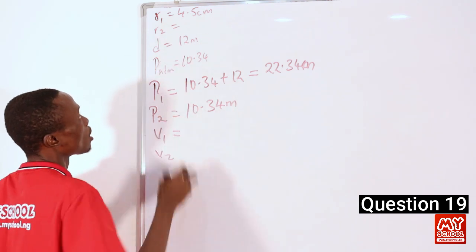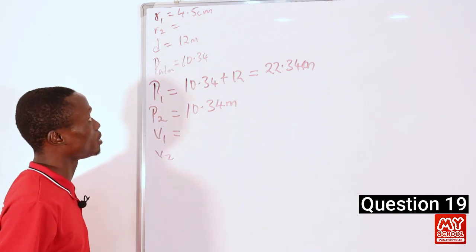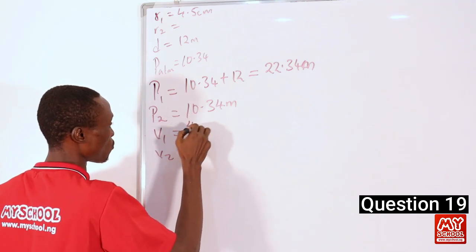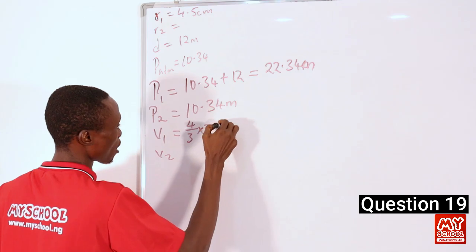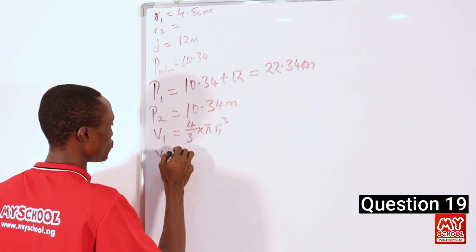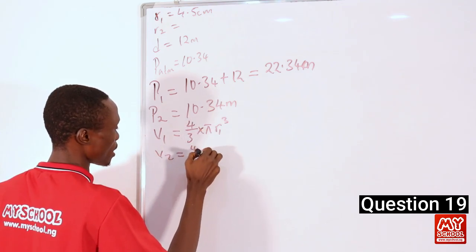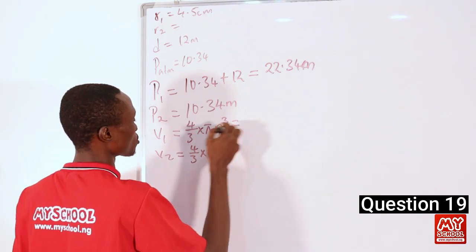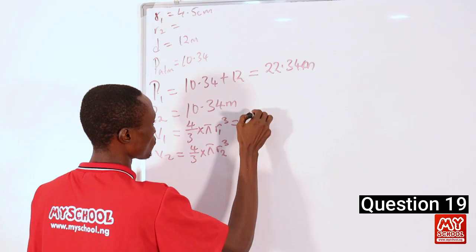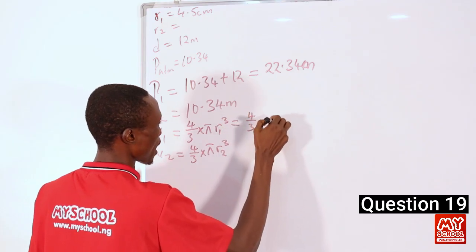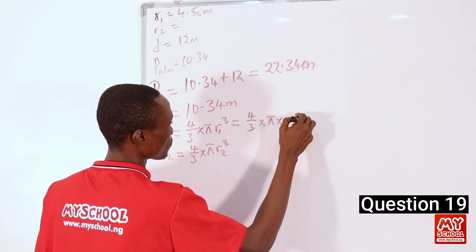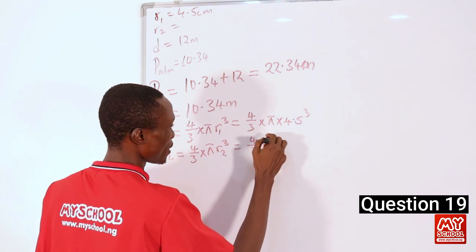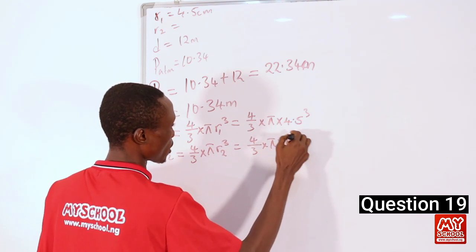Since our bubble is spherical in shape, we'll make use of the volume of a sphere, which is 4/3 times pi r1 cubed, while V2 will be 4/3 times pi r2 cubed. So here we just substitute our value for the radius, which is 4/3 times pi times 4.5 raised to power 3, and here we have 4/3 times pi times r2 raised to power 3.